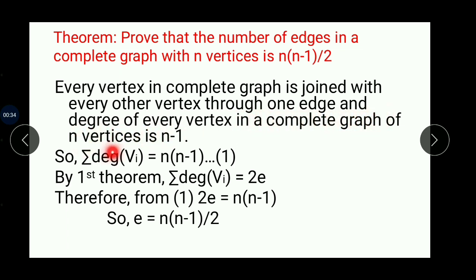So the summation of degree of vi is equal to n into n minus 1. And by the first theorem, the sum of degree of vi is equal to 2 times E. So let's put this here. So 2E is equal to n into n minus 1. So E is equal to n into n minus 1 by 2. Okay, so this was quite easy. You could have understood it. So this proves the theorem.